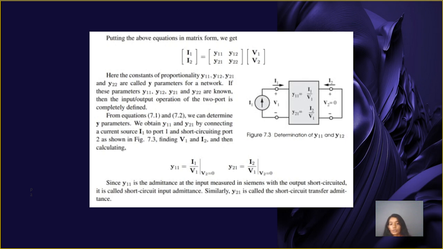From equations 7.1 and 7.2, we can determine the Y parameters. We obtain Y11 and Y21 by connecting a source, that is current source I1, to port 1 and short circuiting port 2 as shown in the figure, finding V1 and I2 and then calculating. Since Y11 is the admittance at the input measured in Siemens with the output short circuited, it is called the short circuit input admittance. Similarly, Y21 is called the short circuit transfer admittance.